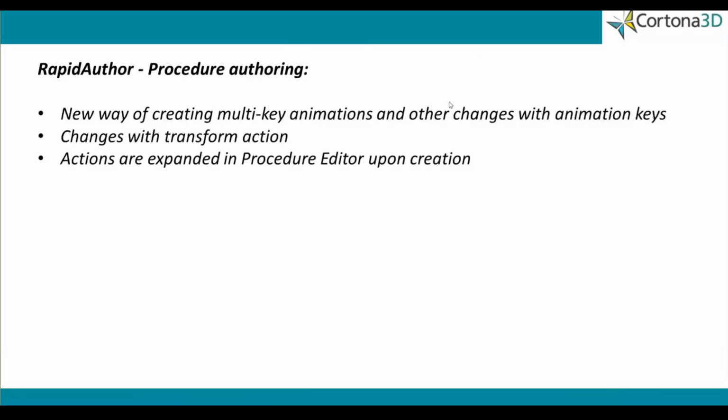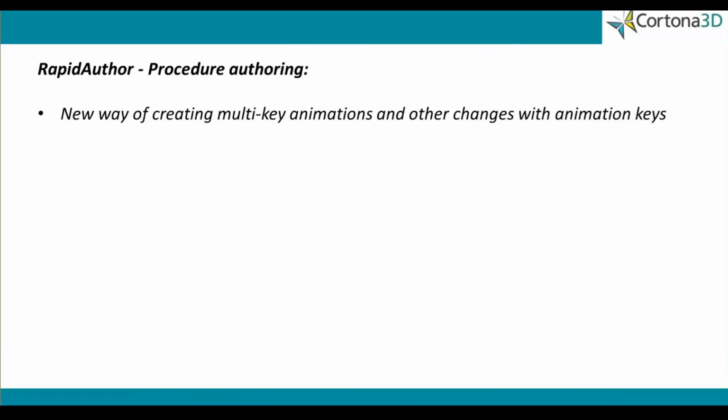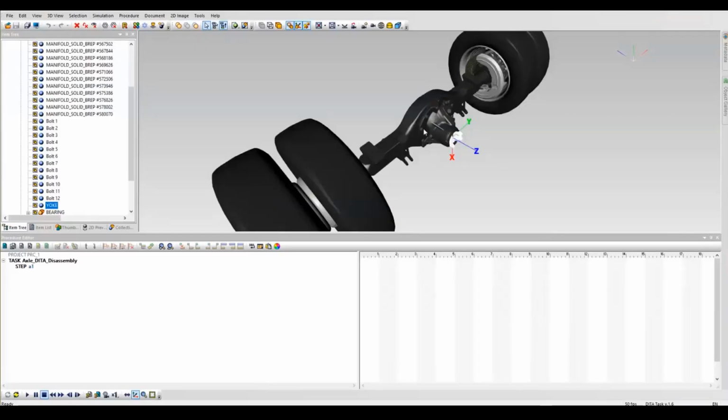The first feature I would like to talk about is the way we can create custom movements along predefined intermediate points, so-called animation keys. As you know, this feature was there in the previous versions of RapidAuthor and Rapid Manual. However, in this release we changed the way animation keys are created. Let me show you what I mean by that.